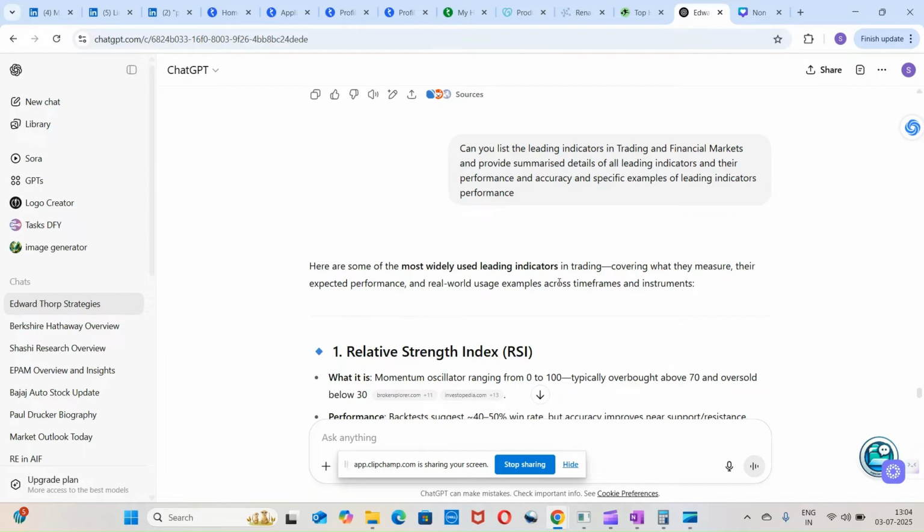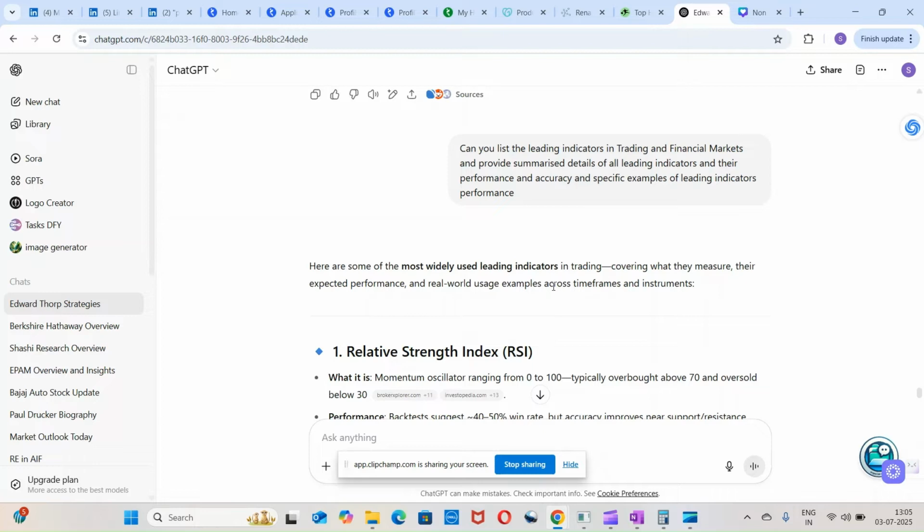So today we are going to go through the list of leading indicators in trading and financial markets, and we'll go through the details of all these leading indicators and their performance and accuracy, and some specific examples of these leading indicators' performance. Most of the indicators are lagging indicators, but there are a few indicators which are leading indicators.